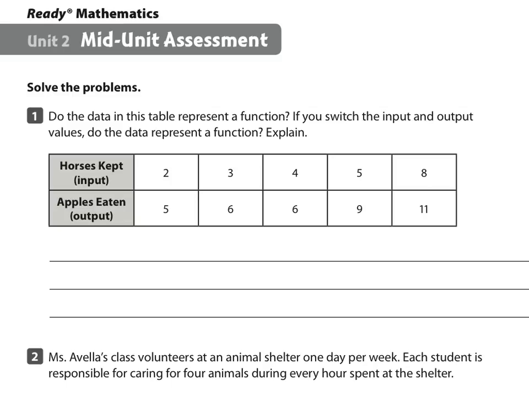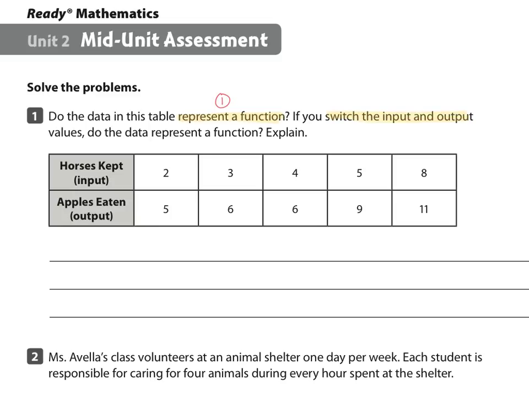Number one says, if this table represents a function. Okay, so the thing that you need to highlight from this problem is, does it represent a function? This is the first part of the question. And then the second part, and then let's make a note right here that this is the first part. And then the second part is, if you switch the input and output values, do the data represent a function? And then you have to explain. So now they're asking you if you switch the input and output.